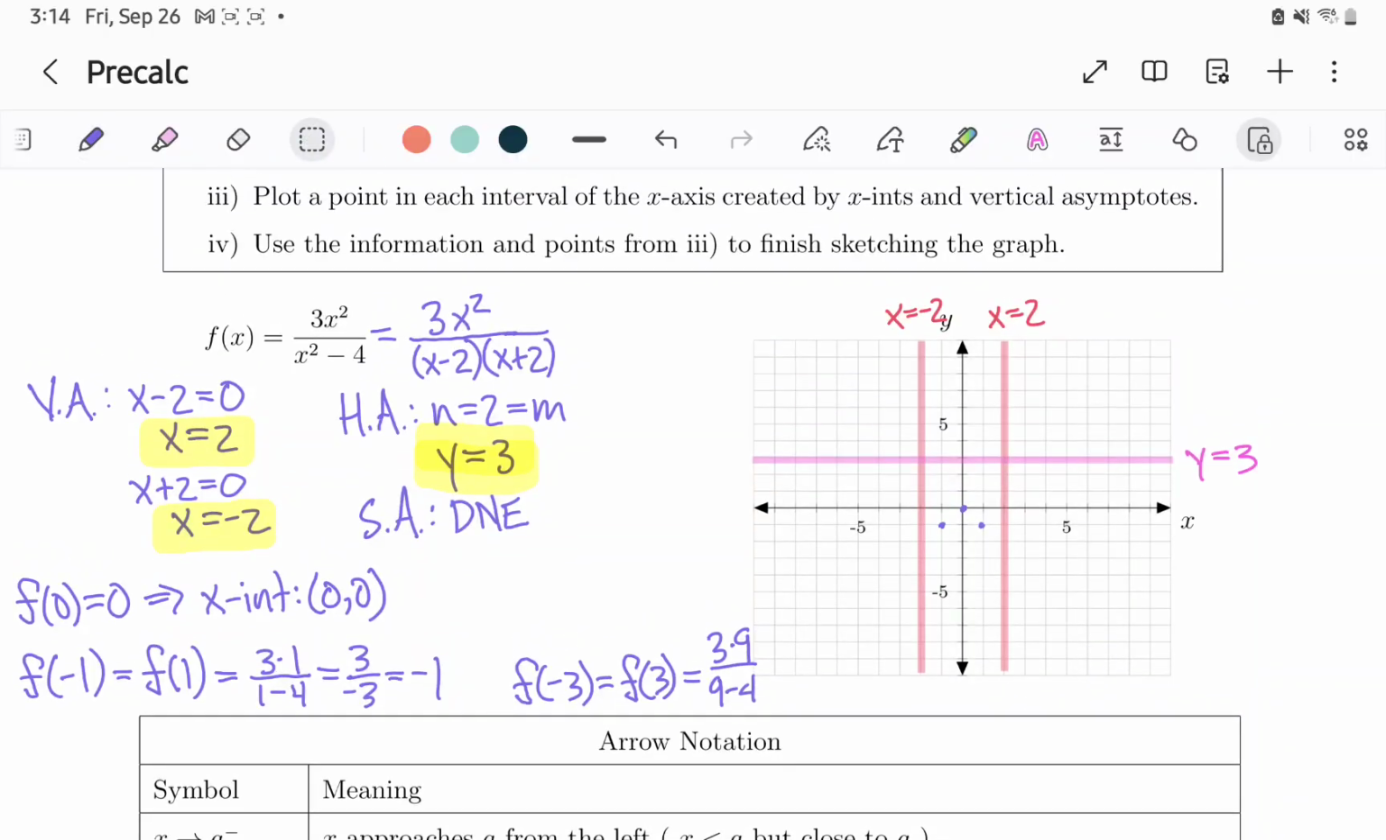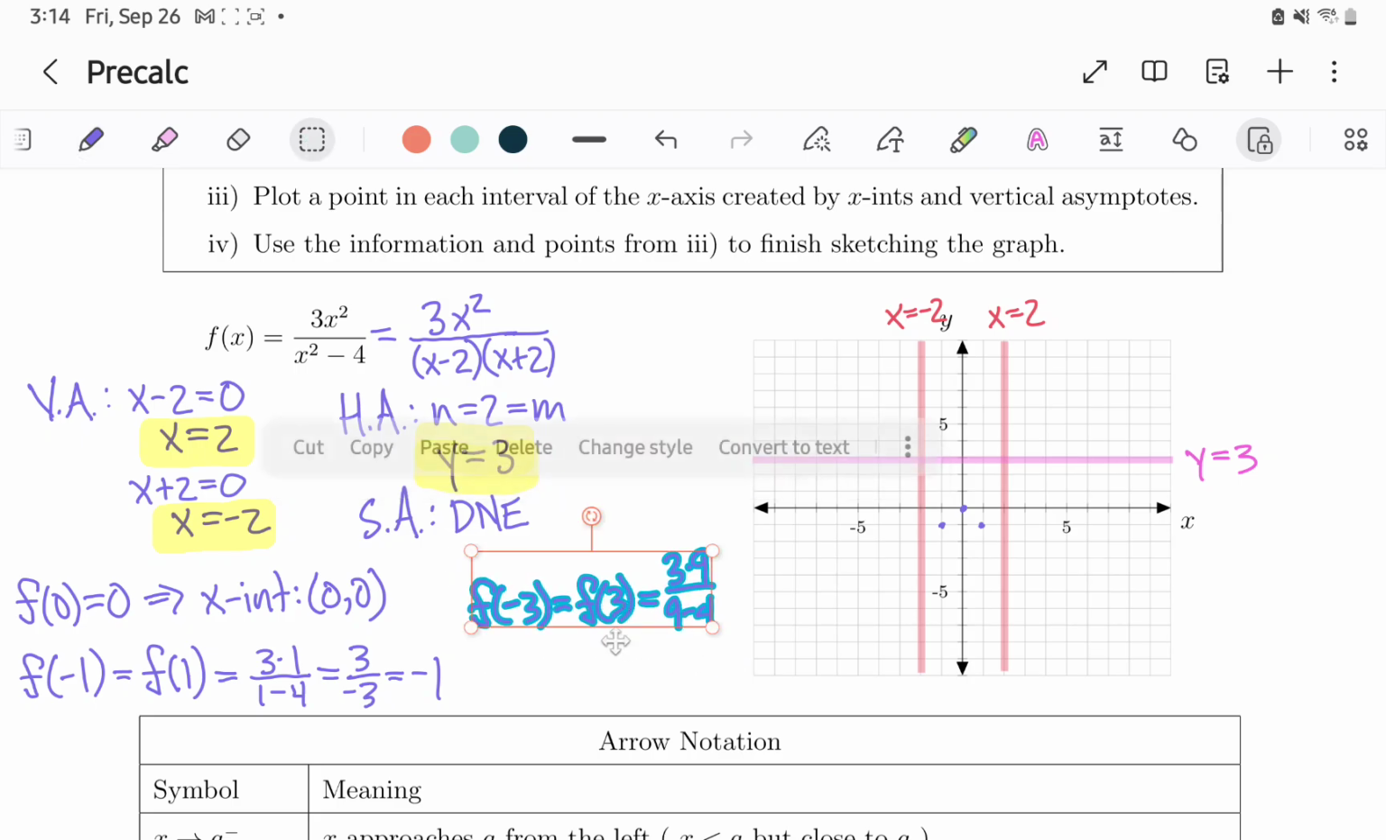So we end up with 27 over 5, which we can write in decimal as 5.4. So this means, go over to x equals -3, and we'll have a point right about here, and go over to x equals 3, and we'll have another point right there.